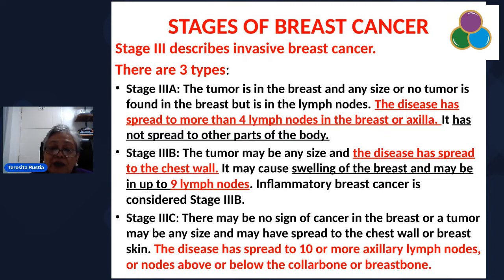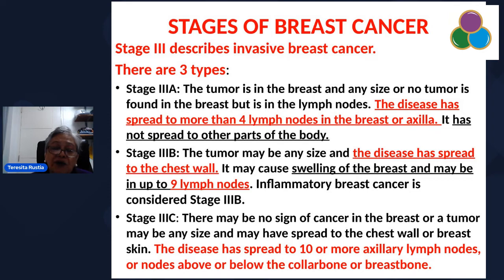Stage 3B, a more advanced type, the tumor may be of any size, and the disease has spread to the chest wall, and there is already swelling of the breast, and there are now 9 lymph nodes where you find the breast cancer cells. Inflammatory breast cancer is considered stage 3B. So there is really a swelling that could be found.